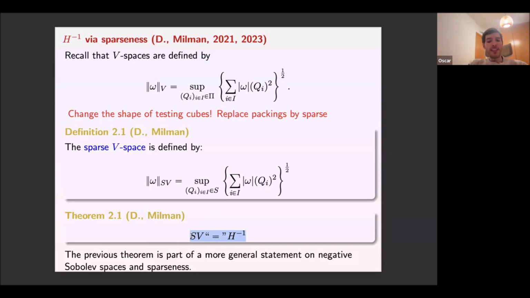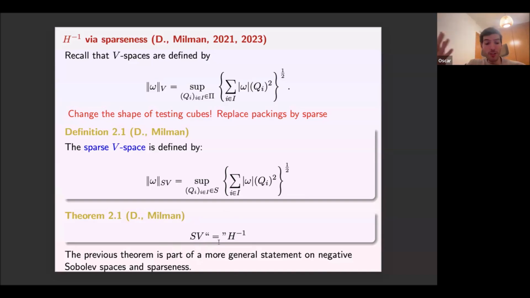And indeed, this theorem can be considered as a part of a much more general phenomenon on negative Sobolev spaces and sparseness. For the purposes of this talk, it is enough to restrict our attention to H^-1, but maybe for another application, one needs to characterize the negative Sobolev seminorm in terms of sparse sets, and then one can potentially use our result. So maybe in the future, one can find further applications of this sparseness in connection with negative Sobolev spaces.